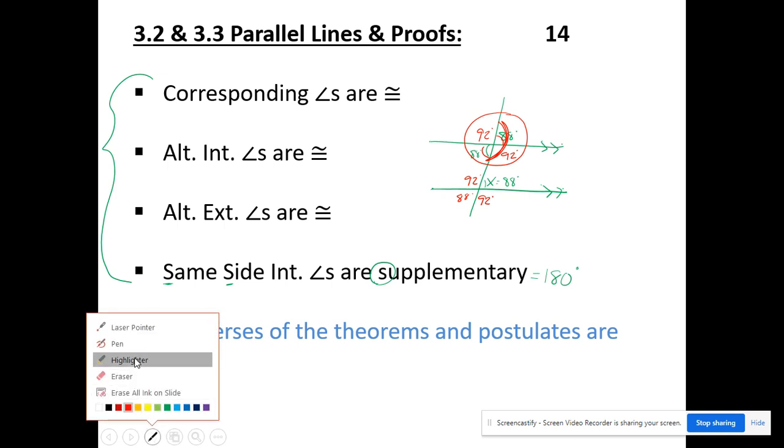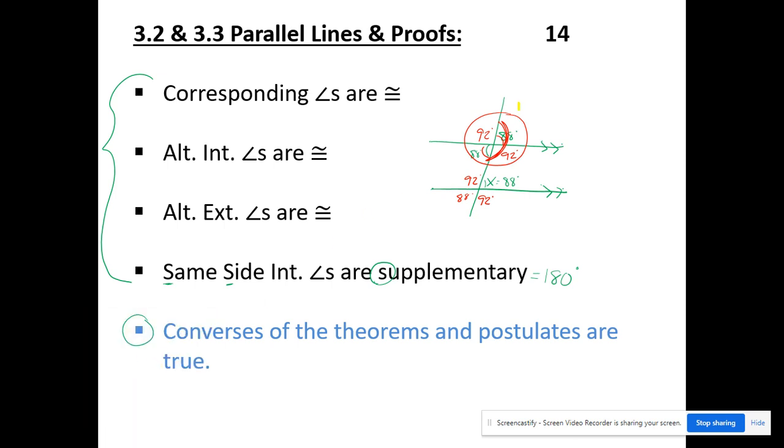But again, we could have gotten there from using one of the other ones. But same side interior is talking about these angles right here. So these two are on the same side of the transversal, and they're inside the two parallel lines. So 88 and 92 are supplementary. Same thing over here on this side.